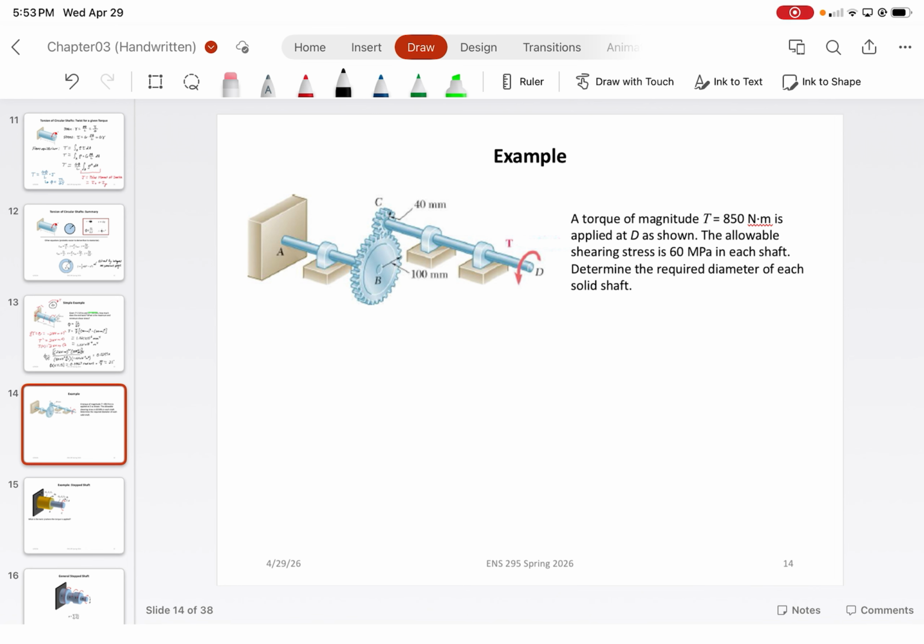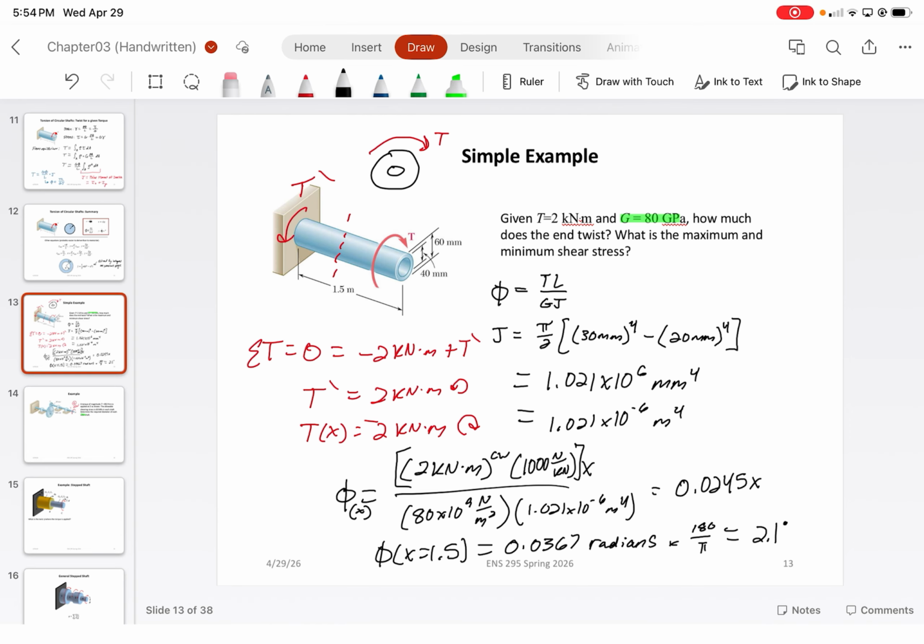Let's do another example. Let's say now a torque of magnitude 850 newton meters. And in this case, the torque looks like it's applied counterclockwise, so I'm just going to write a little CCW indicating positive. It is applied at D as shown. The allowable shearing stress is 60 megapascals in each shaft. This time, we want to size the diameter that each shaft can be, given that the shafts are solid. All right, so what do we need to recall? I also forgot to entirely do the shear stress problem here.